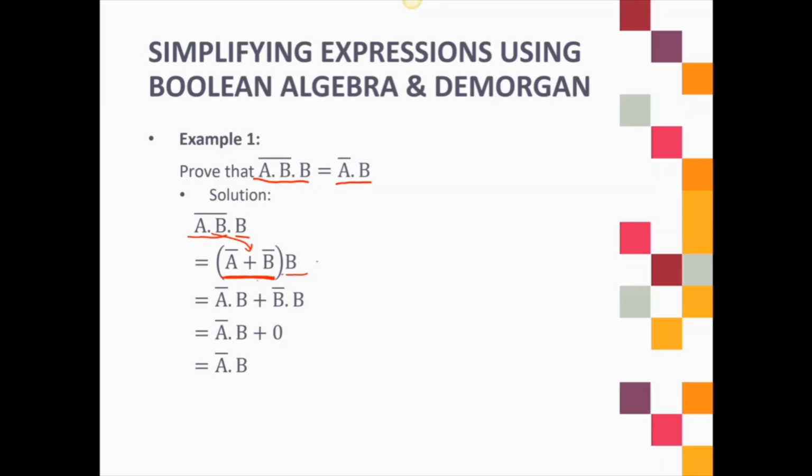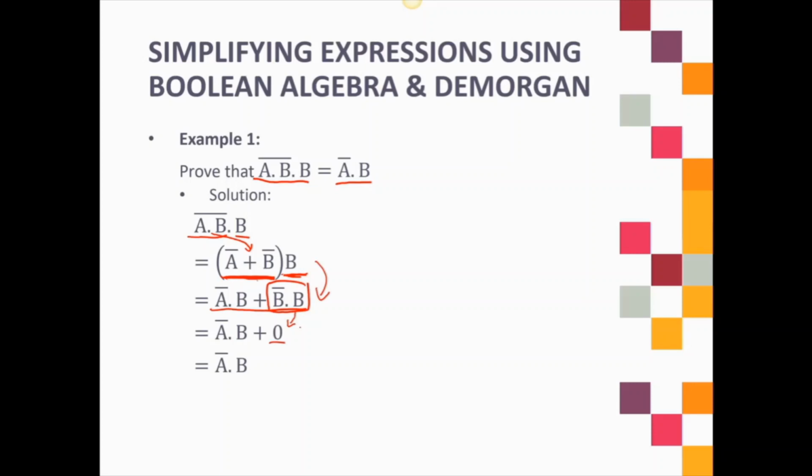After you are done with your DeMorgan, you proceed to the next step. For the next step there is no more DeMorgan, you just expand. You expand the first term with the second term, which is B. When you expand, you will get this equation: A bar and B plus B bar and B. After you expand, there is an algebra theorem we can apply to the second term, B bar and B. B bar and B is equal to 0, so you will get 0.